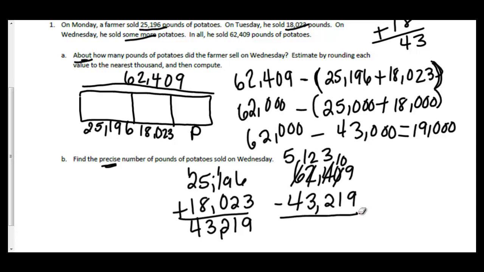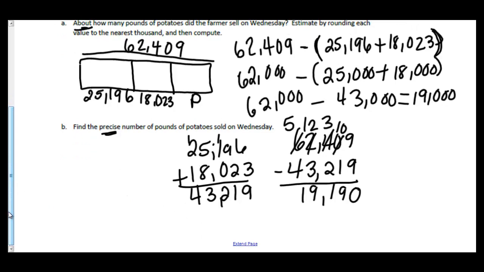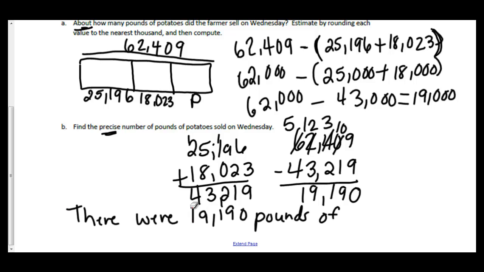So I'm not ready to subtract it. My actual answer is 19,190. Okay, so I'm going to go ahead and write my sentence. And I'm going to go ahead and say, there were 19,190 pounds of potatoes sold on Wednesday.